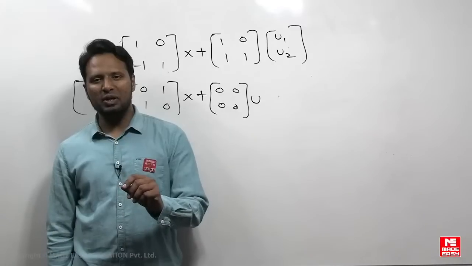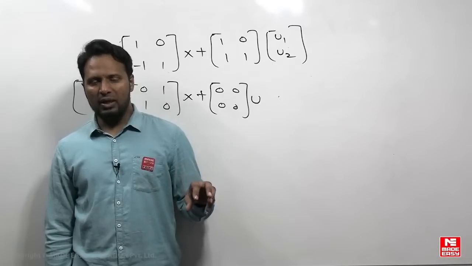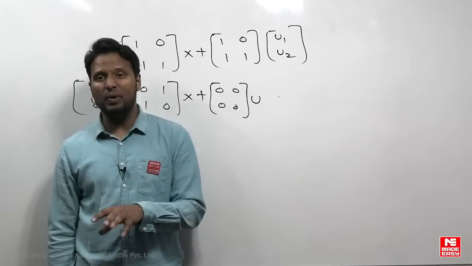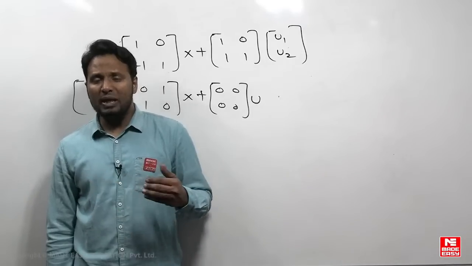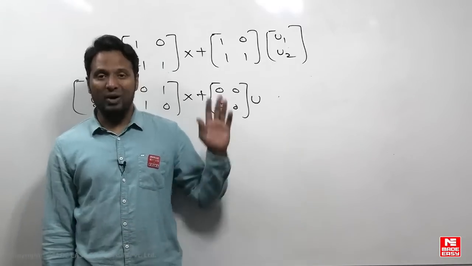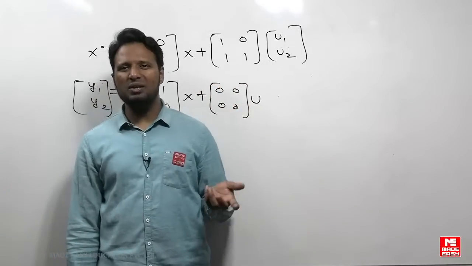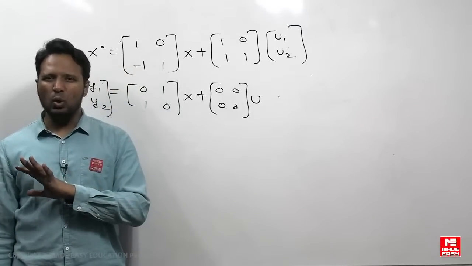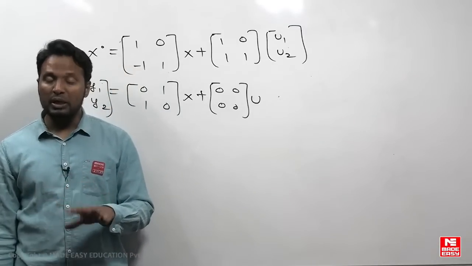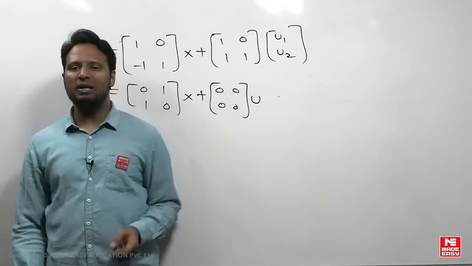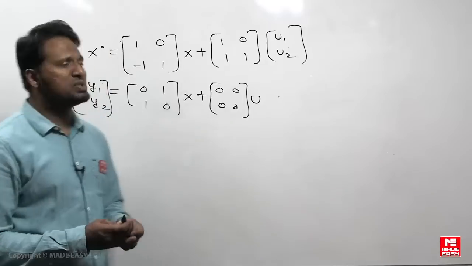Because the definition of controllability is: can I change the present state to any desired state by applying the input? So I may not be able to control with U1 but can with U2, and I may not be able to observe with Y1 but can with Y2. If we have one input and one output, we don't highlight the input or output. If we have more than one input or more than one output, we have to highlight the input and output. I mean to say this.